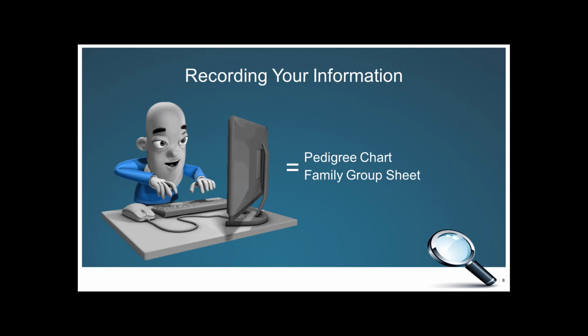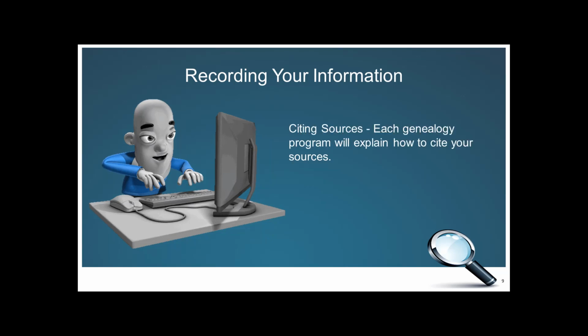Recording information. For each ancestor in your genealogy software, you'll enter this information you've gathered and created. When you do this, you'll be populating the pedigree chart and the family group sheet. When doing genealogy work, you should keep track of each piece of information you collect and where you found it. Check in your genealogy software for help on how to cite sources. In some software packages, templates may be provided to help you cite your sources.